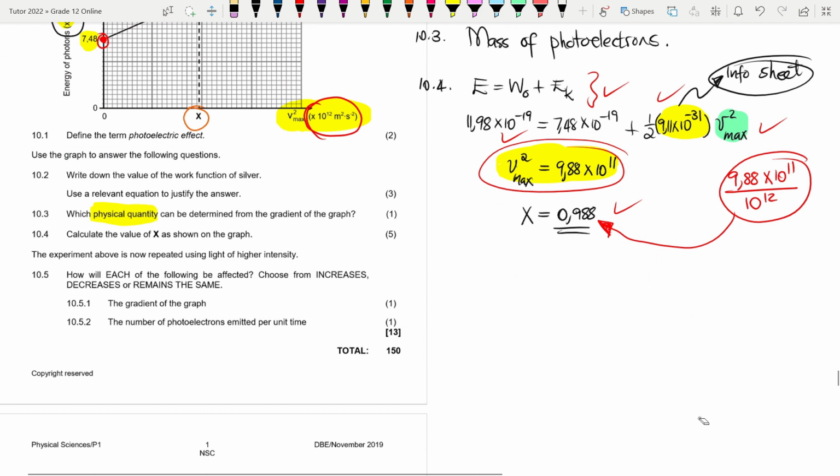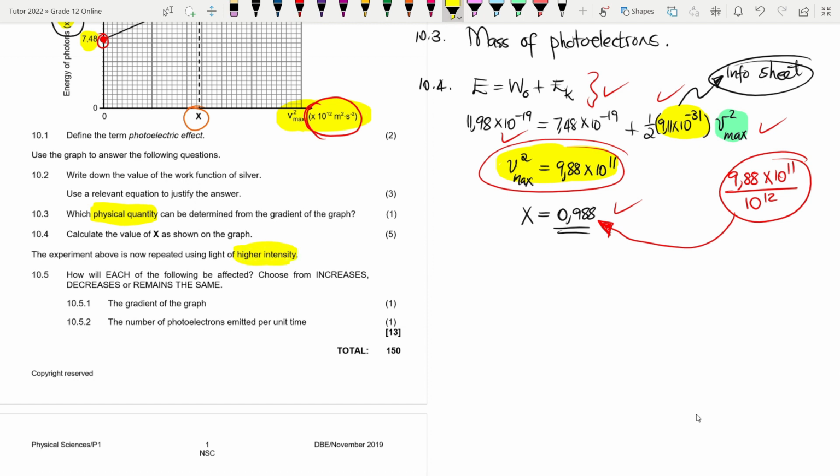10.5, the statement on top says the experiment above is repeated using a light of higher intensity. So already you know what they are going to ask when you hear that. So they say, how will each of the following be affected? Choose increase, decrease, or remain the same without any reason. The gradient on the graph. Won't it remain the same?